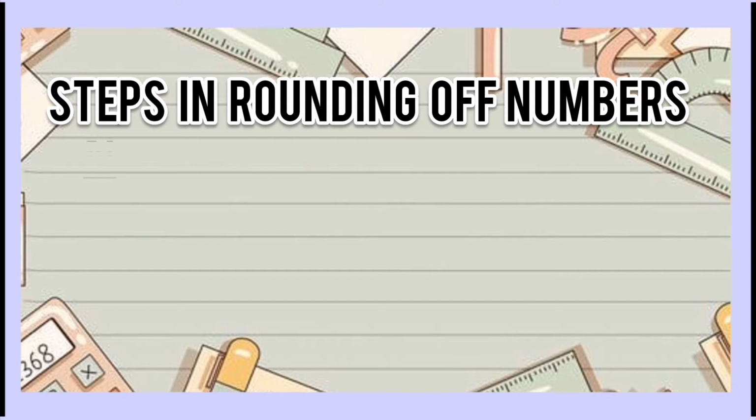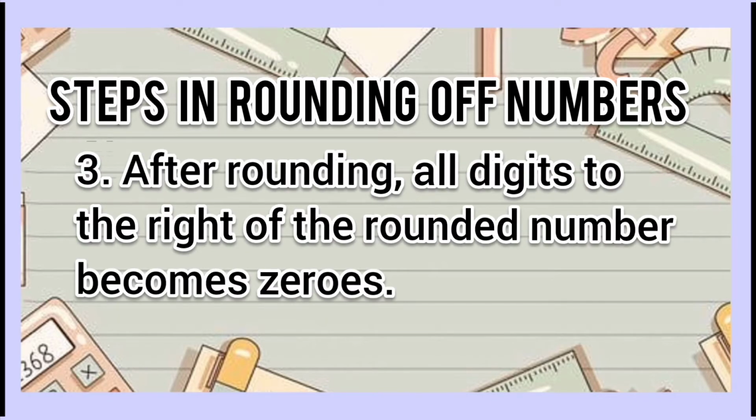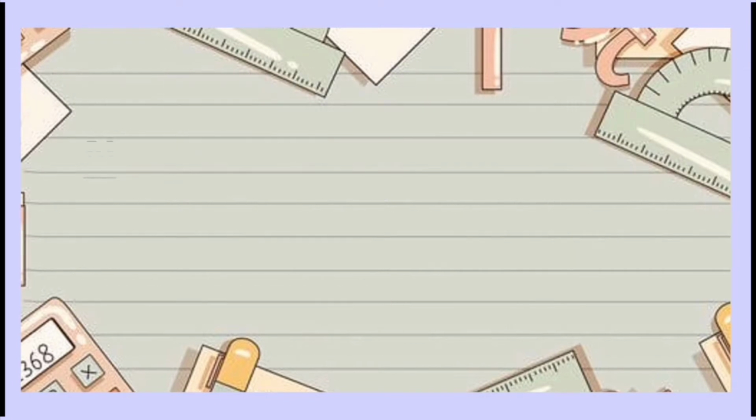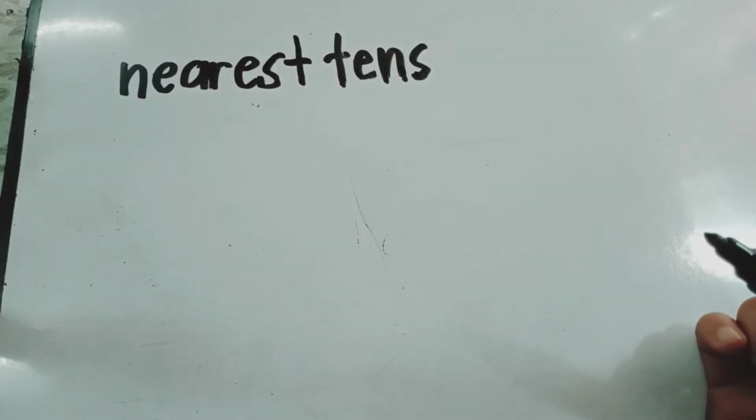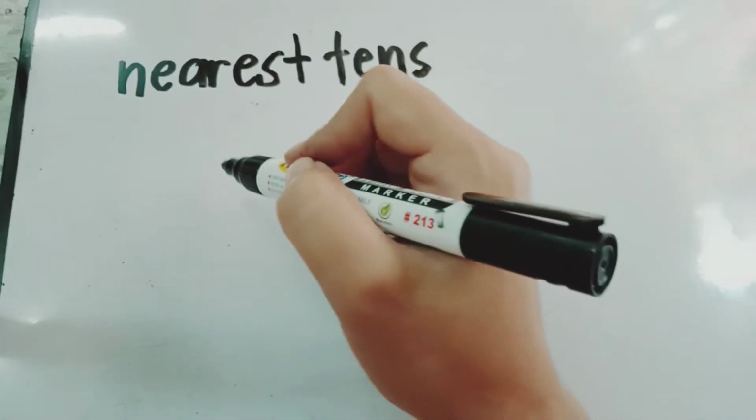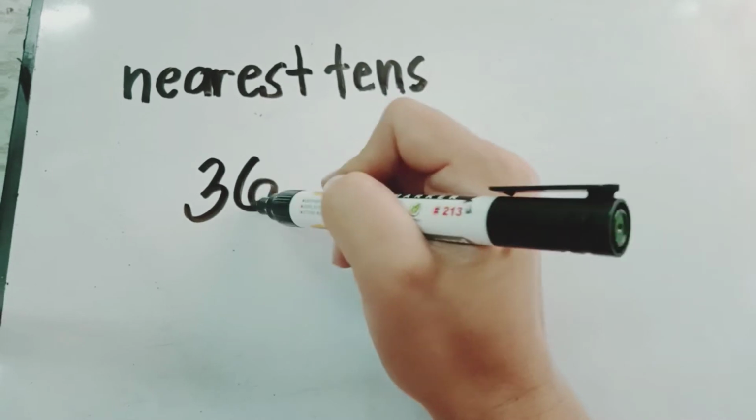Last, after rounding, all digits to the right of the rounded number become zeros. Isn't it easy? Now, let's try some examples. Let's start with rounding off numbers to the nearest tens.